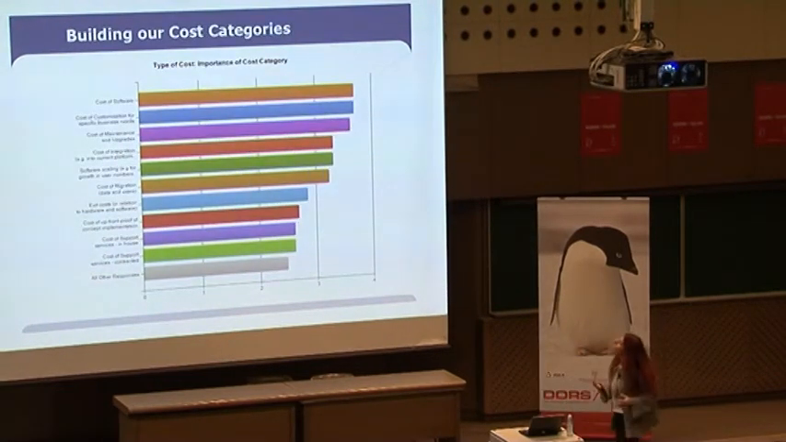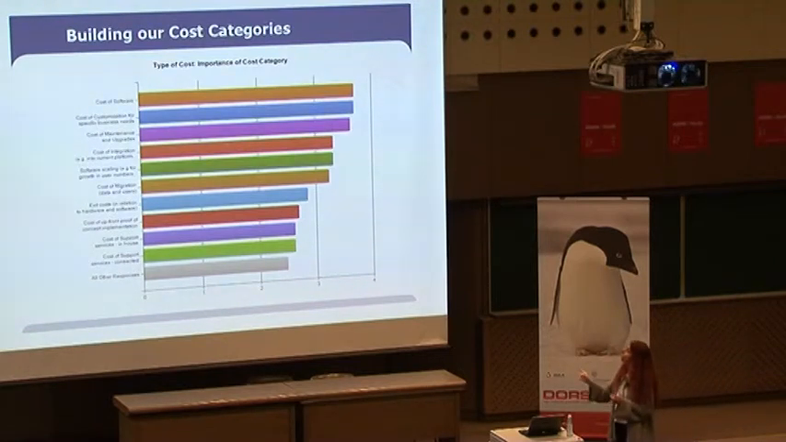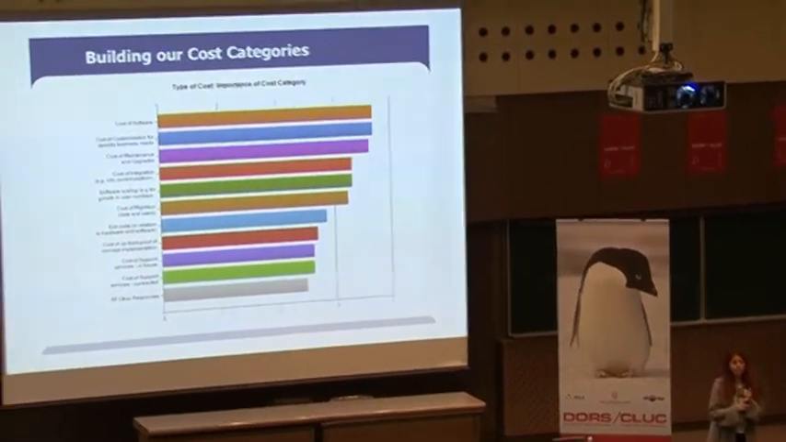So now we're trying to build our cost categories, all right? So what type of cost? What's the importance of the cost category for each person that actually filled out the survey for their company or their local authority? Here, cost of the software. Just the cost of the software is the highest, right? Then you've got the cost of customization, which comes in a very, very close second. I mean, it's just a teeny weeny bit of a difference there. That's very crucial, cost of customization.